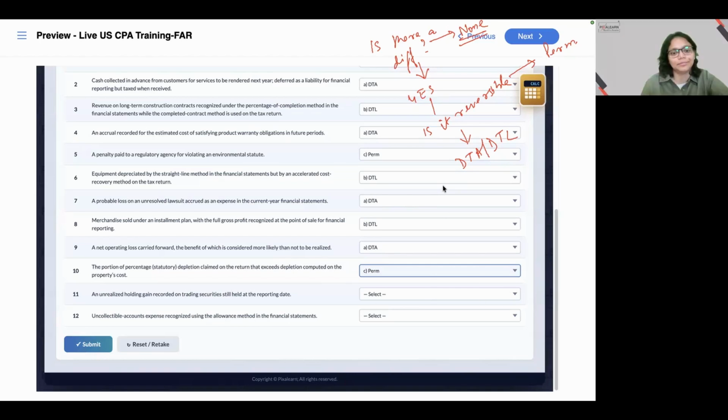Renzi. An unrealized holding gain recorded on the trading securities still held at the reporting date.